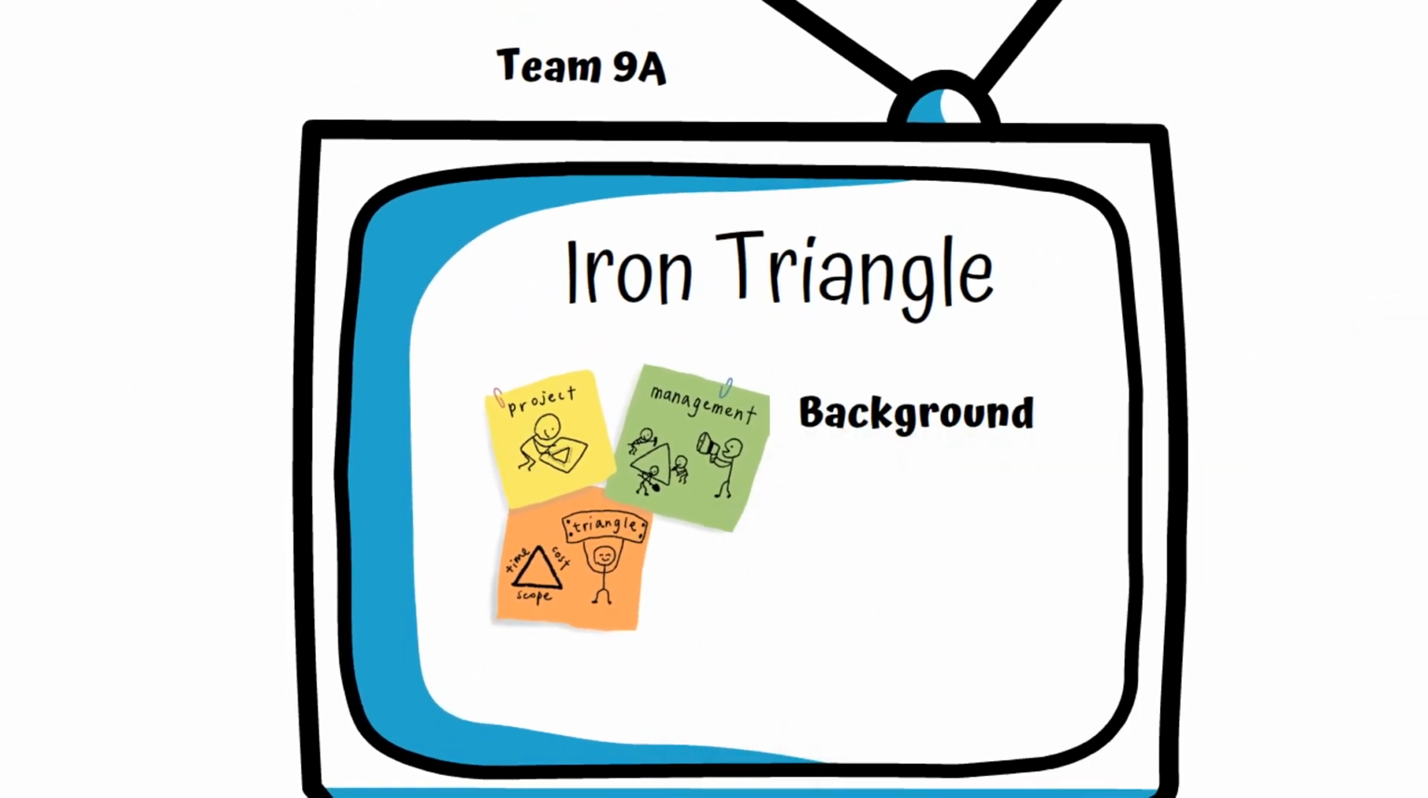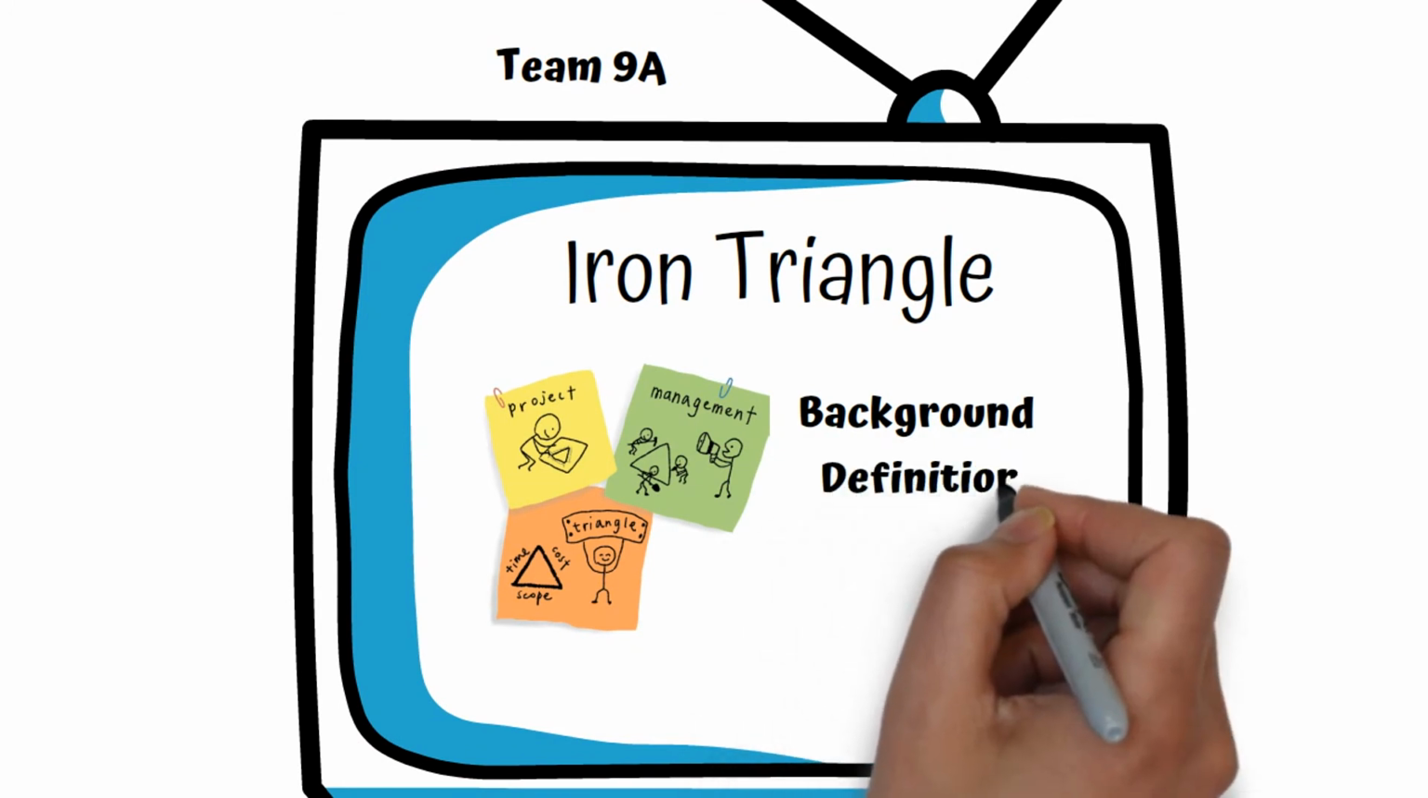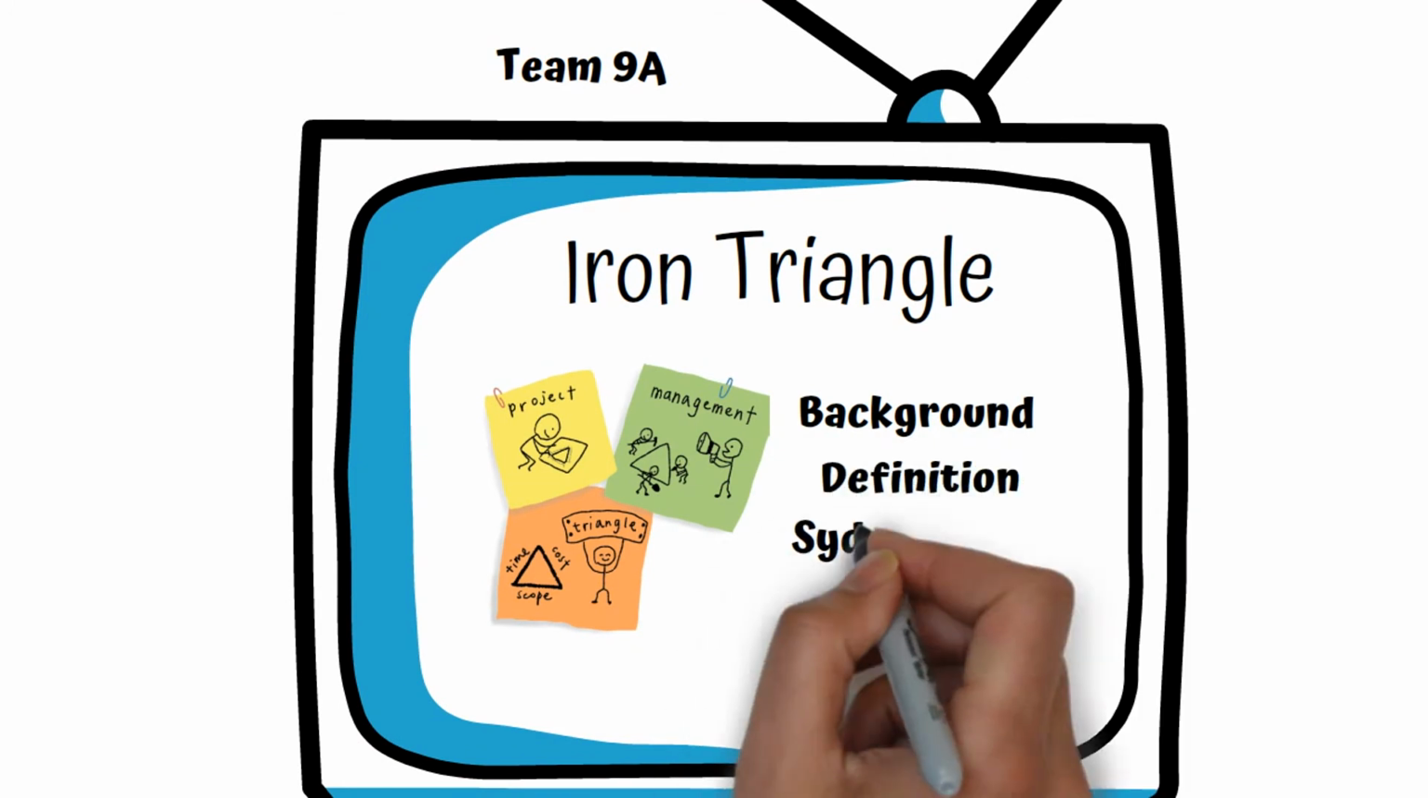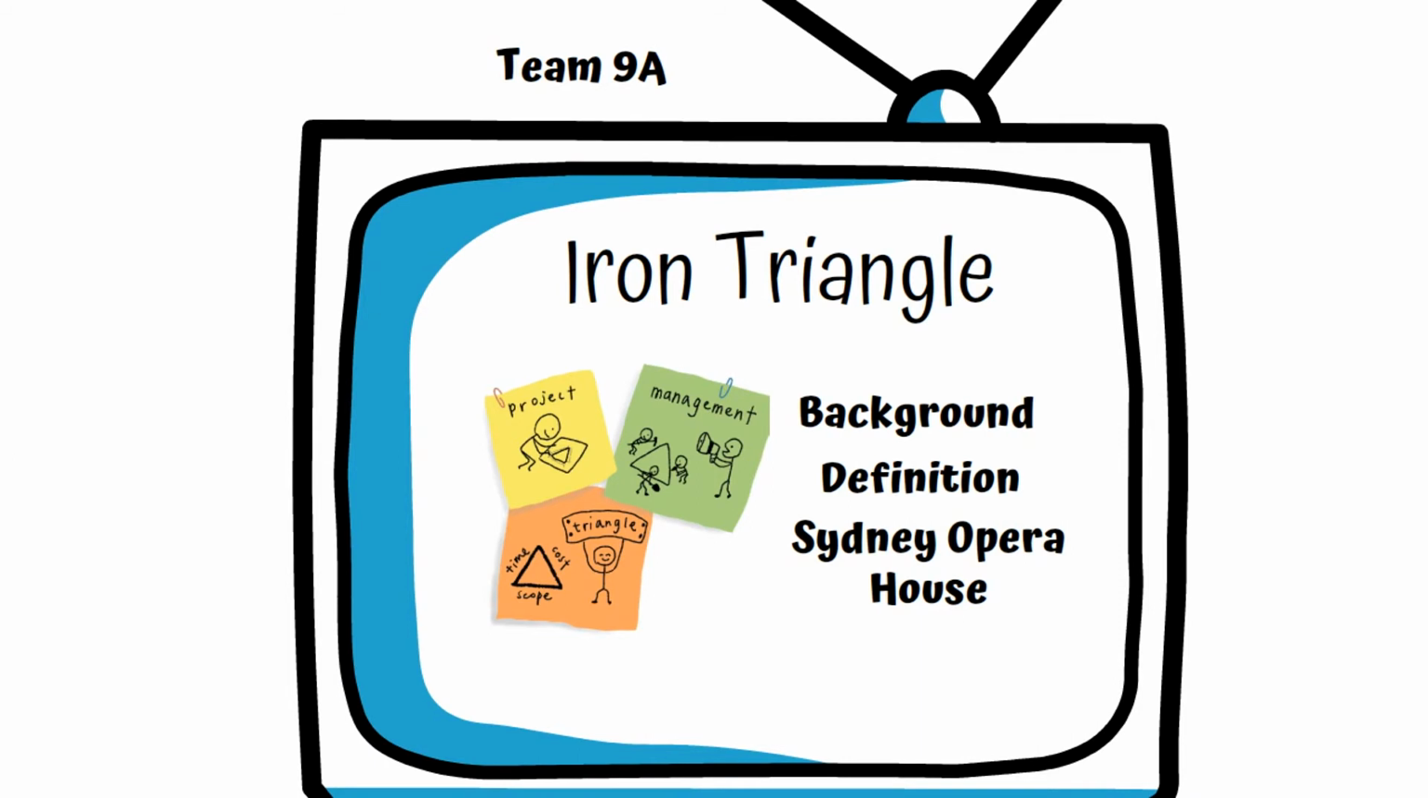Specifically, we will define the Iron Triangle, discuss its history and background, then apply it to the Sydney Opera House to explain its practical uses in the real world, and lastly, discuss its benefits and drawbacks.